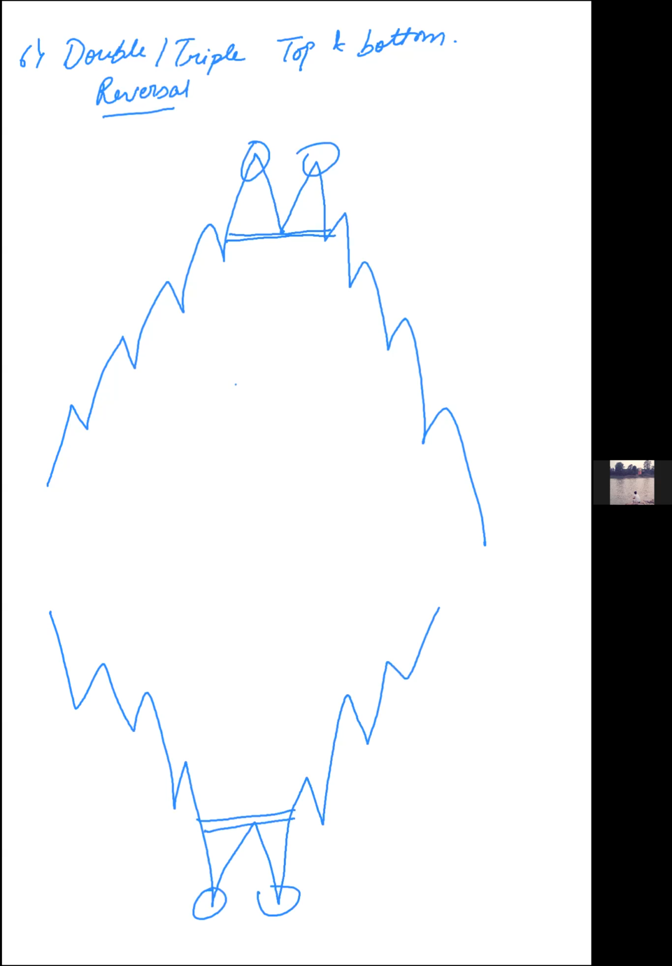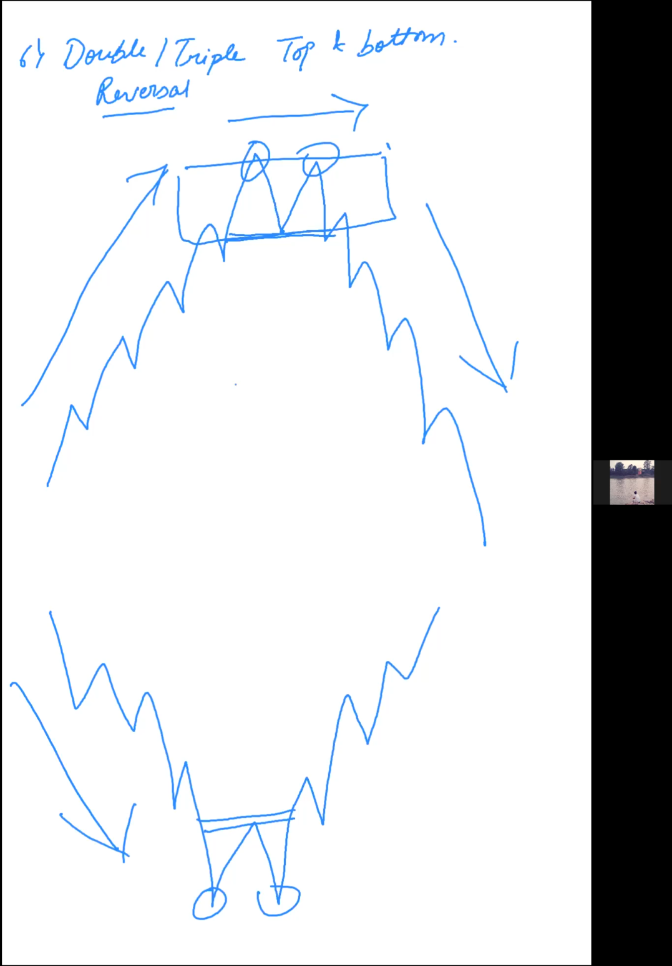This is why it is a reversal pattern. The trend was upwards, went sideways, and again came downwards. And here we have a little channel, a horizontal channel. Here also the trend was downwards, sideways, and upwards. Here we also have a little channel.